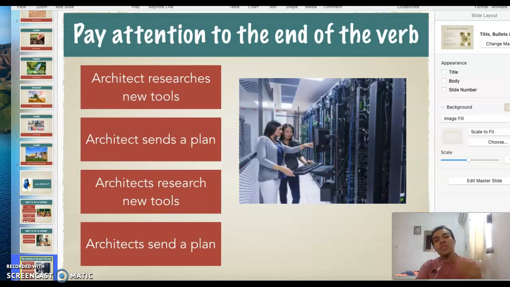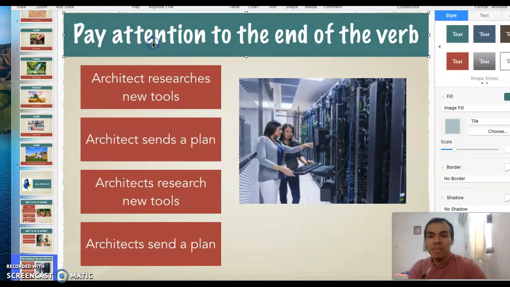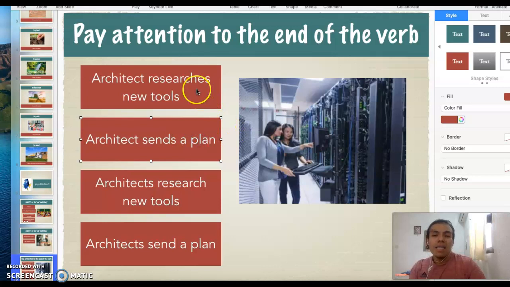And then pay attention to the end of the verb. Example, architect researches new tool. Architect sends a plan. In this example, we have two endings, the letters es in research and the letter s in send. And remember, for the subject, if the subject is singular, like in number 1 and number 2, we can add the letters es or s according with the verb.